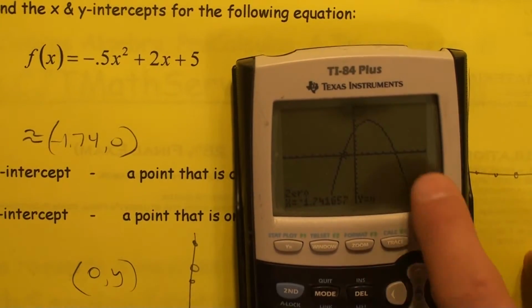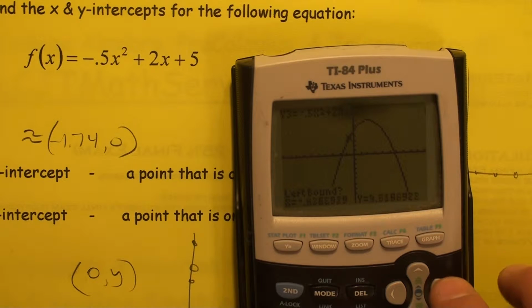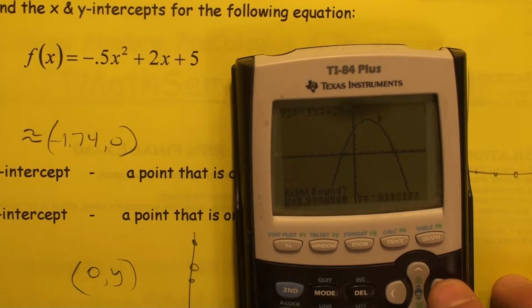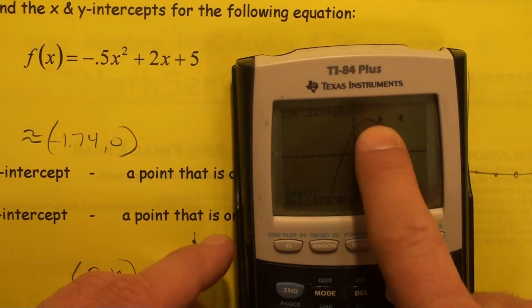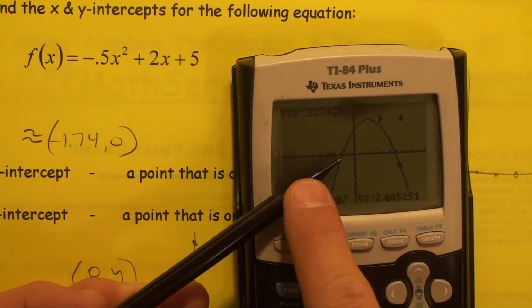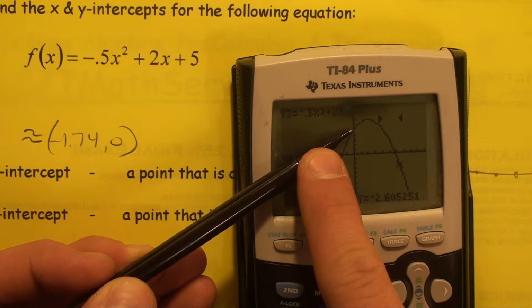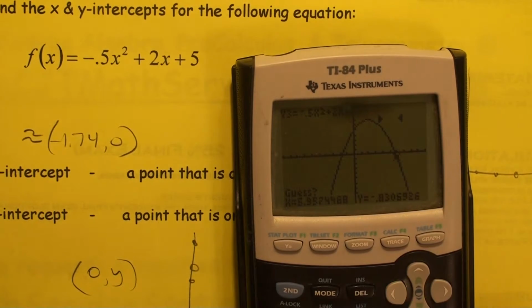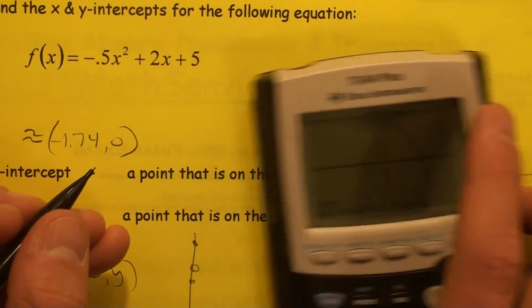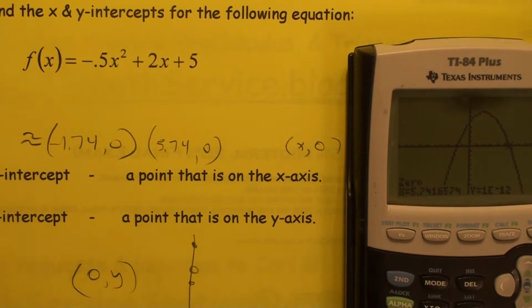There's also another one here. So second trace, 0. Zero and X-intercept mean the same thing. You'll also hear it referred to as what's called a root. So left bound, yes. Right bound, yes. By the way, for the left bound, we want it left of this point, but we probably don't want it left of this point. This one doesn't matter because that's not an X-intercept. That is a Y-intercept. All right, take a guess. Bam. Where are we at? 5.74 comma 0.